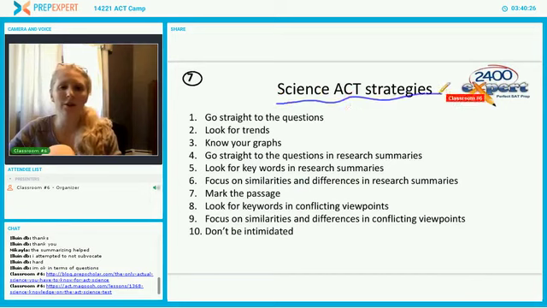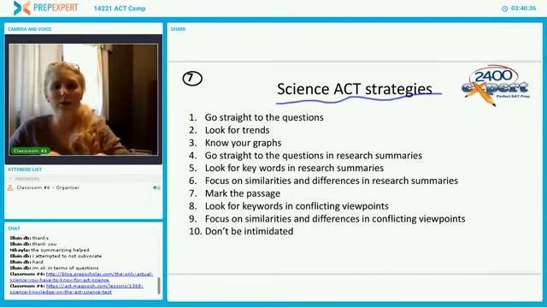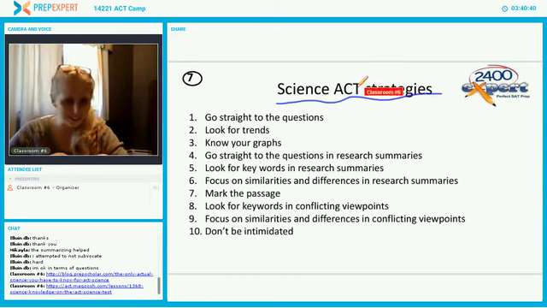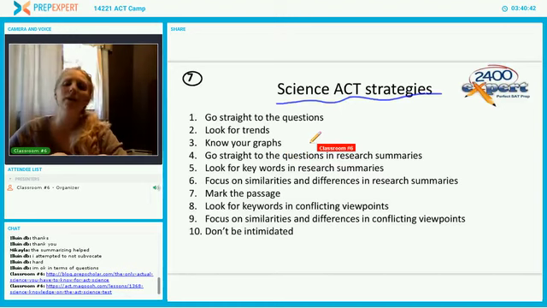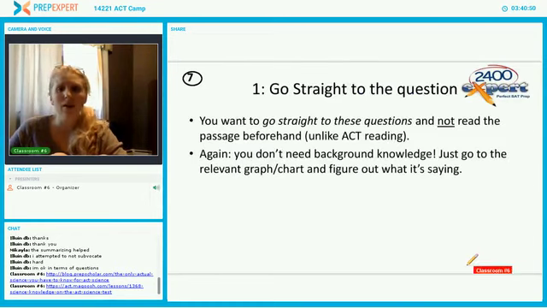So here are the strategies. First one, go straight to the questions. 2, look for trends. 3, know your graph. 4, go straight to the questions in research summaries. 5, look for keywords in research summaries. 6, focus on similarities and differences in research summaries. 7, mark the passage. 8, look for keywords. 9, focus on similarities and differences in the conflicting viewpoints. And 10, do not be intimidated.